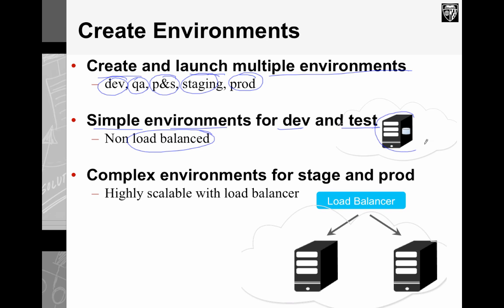For example, you may just want to have an application server in the cloud so you can develop and demonstrate your code. You may also be able to build complex environments for staging and productions. These complex environments would be highly scalable environments with load balancer. So you have a load balancer and you have multiple application servers to which the load balancer is forwarding requests. You should be able to do that too.